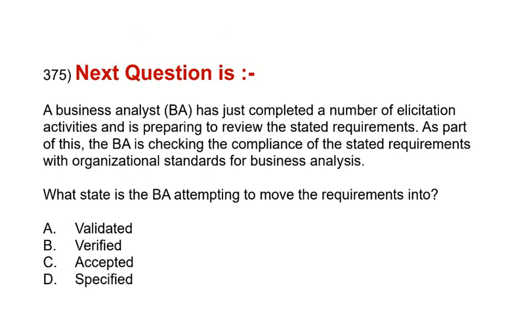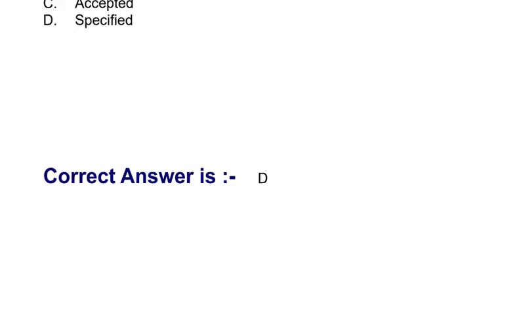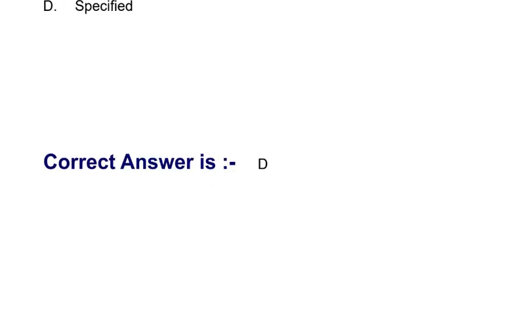Question is, a business analyst, BA, has just completed a number of elicitation activities and is preparing to review the stated requirements. As part of this, the BA is checking the compliance of the stated requirements with organizational standards for business analysis. What state is the BA attempting to move the requirements into? Option A. Validated. Option B. Verified. Option C. Accepted. Option D. Specified. Correct answer is option D.